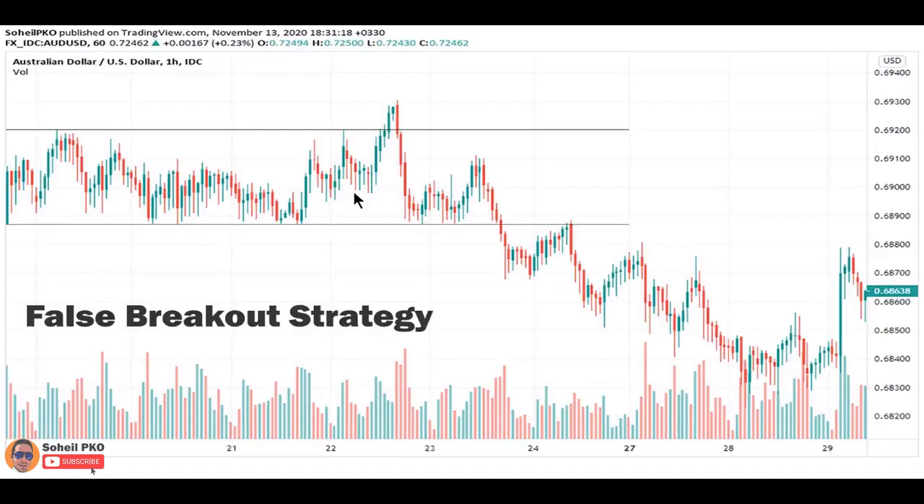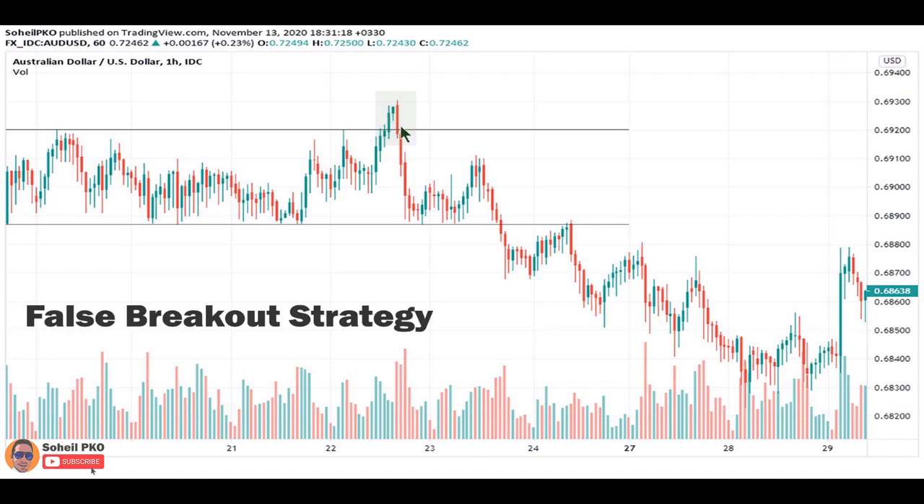False breakout strategy. Every breakout is not a valid breakout, and the price may go back below or above the broken line, which can bring us an opportunity of trading if there is a trading range. As you can see on this chart, here the price breaks a resistance level and closes above this line. But if you look at the volume, you can clearly see that the volume is very low, which tells us that until now the breakout was not a valid breakout.